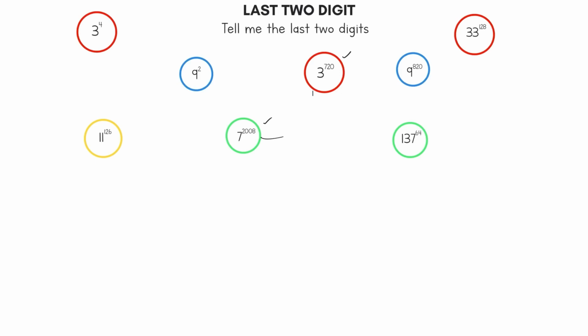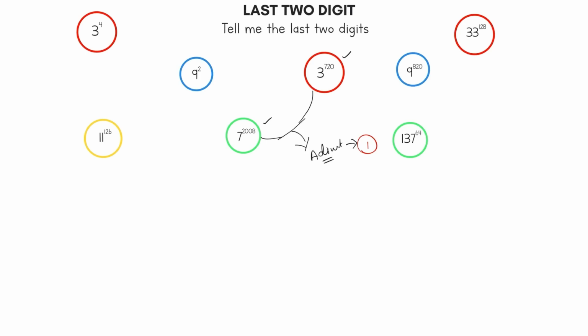So 3 and 7, somehow we will adjust their power to make them end in 1. Why are we doing this, why are we making them end in 1? Because we have a trick to get the last two digits of a number ending in 1. 3 and 7 are not ending in 1, but we will adjust the power so that they end in 1, because if it ends in 1, then it is easier for us to reach our solution, because then we will apply that trick for 1 and write our answer.